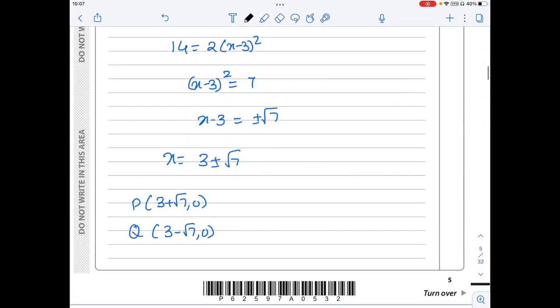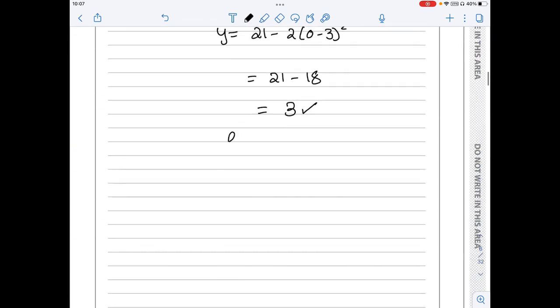But that is for f of x. But we are doing it for f of x minus 7. So it is 3 minus 7, which is nothing but negative 4. So (0, negative 4) is going to be the value of R.